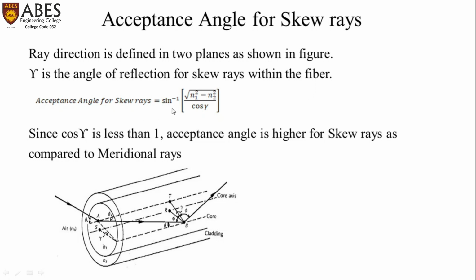So now the acceptance angle of the skew rays can be given by sine inverse of under root n1 square minus n2 square divided by cos gamma. So we can see that cos gamma is the parameter which decides the acceptance angle for skew rays, and acceptance angle is basically the angle which decides the light gathering capacity of any fiber. The light gathering capacity of a fiber is decided by the acceptance angle. So if the acceptance angle is greater, then definitely the light gathering capacity is greater.